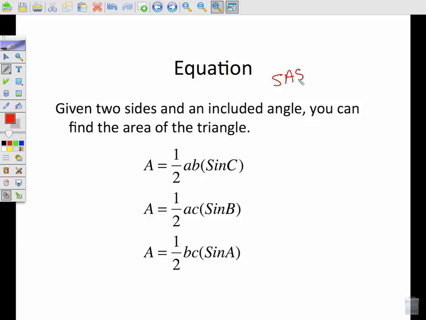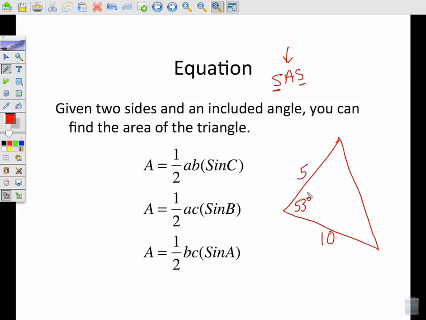then you can find the area of the triangle by taking 1/2, and you would take the two sides, multiply them together, and then take the sine of the included angle. So this is the included angle. So if you've got a triangle here, and we had 5, let's say 10, and the angle in here is 53 degrees.